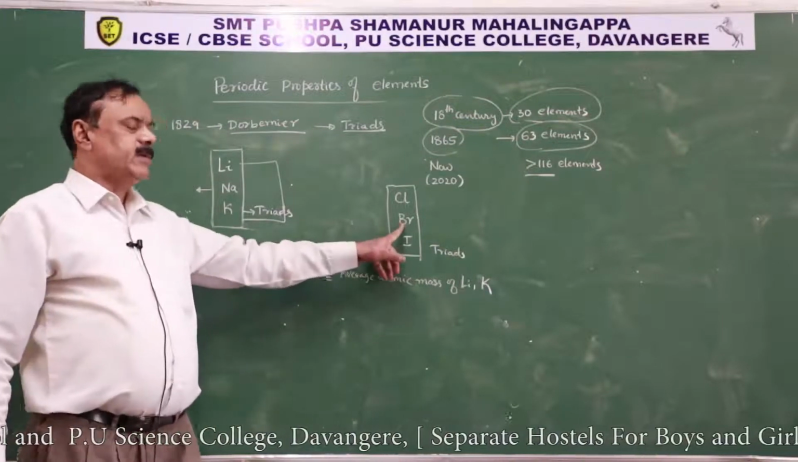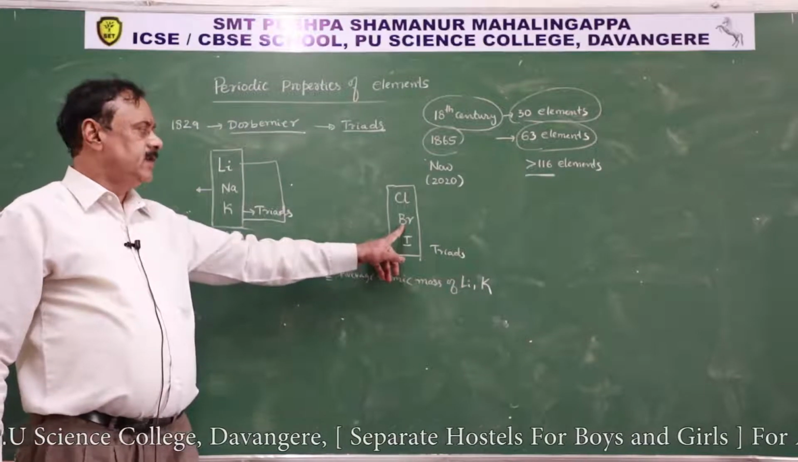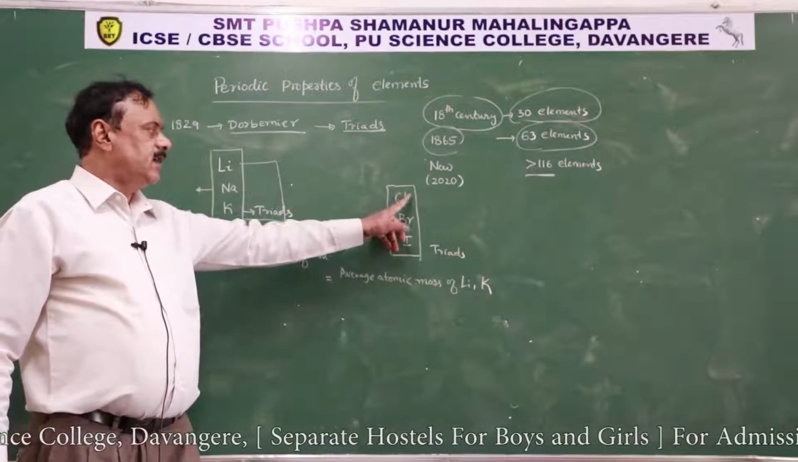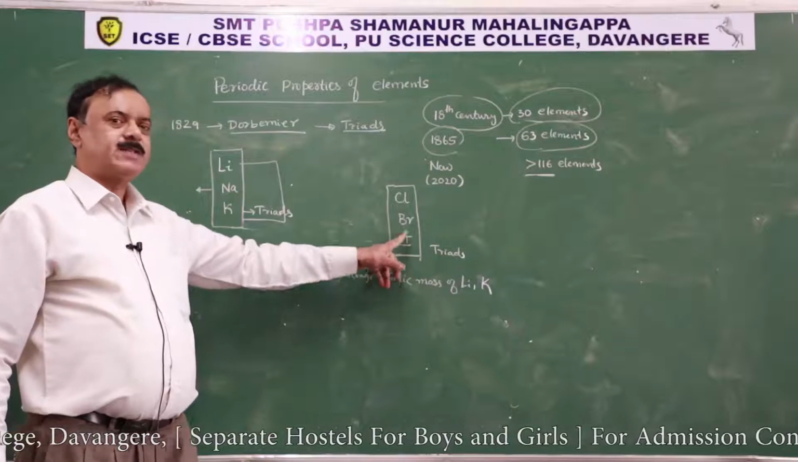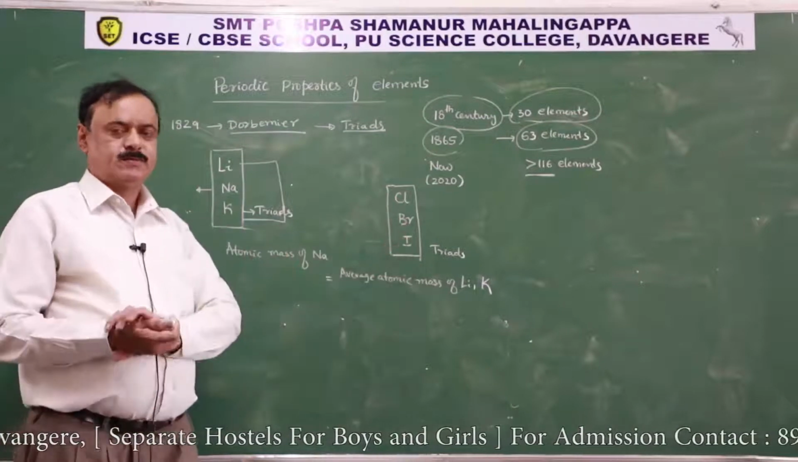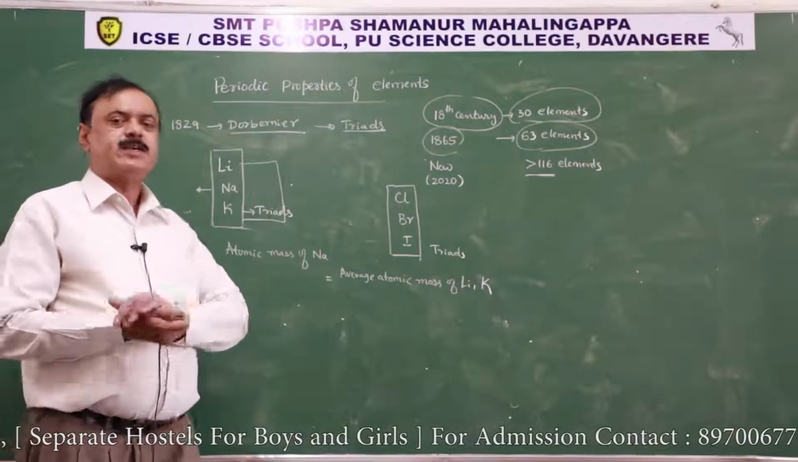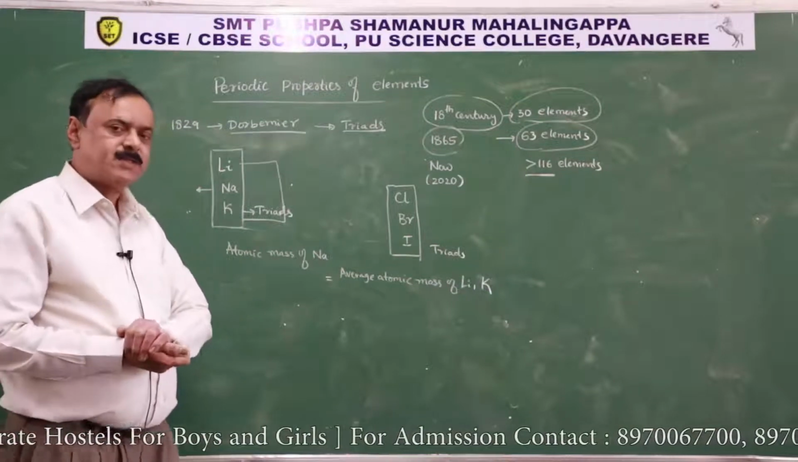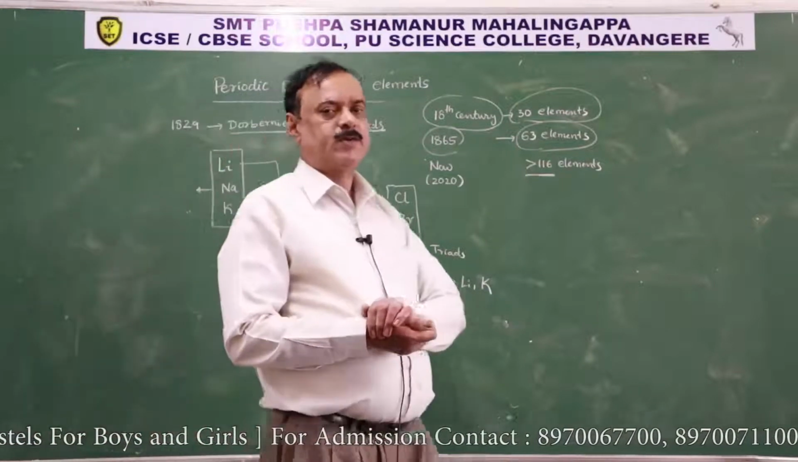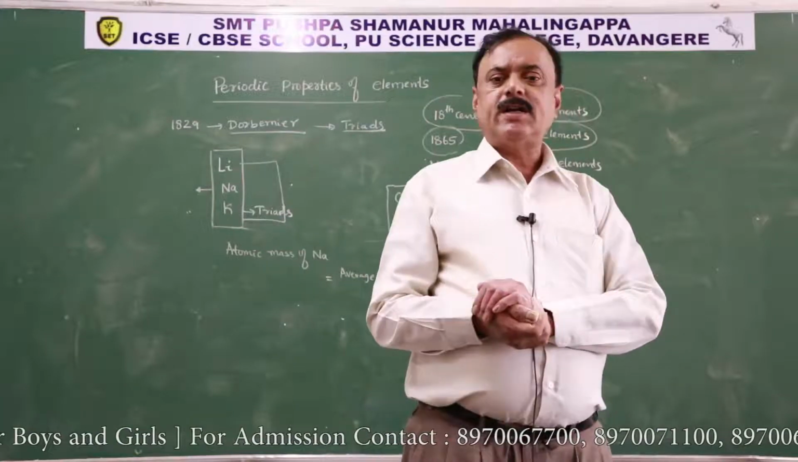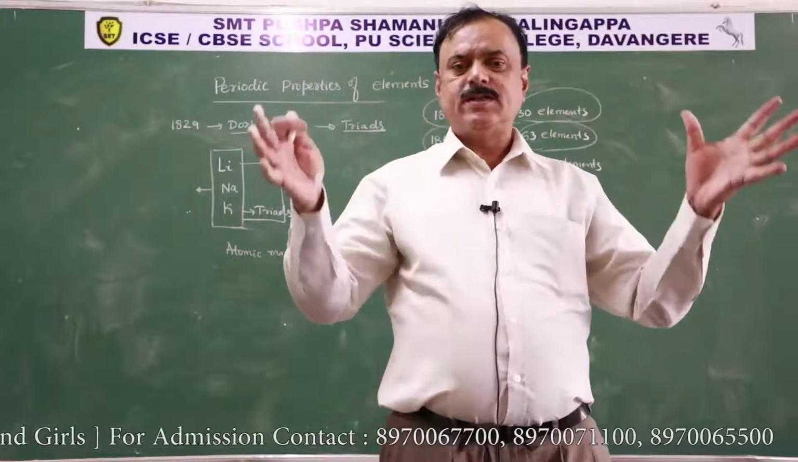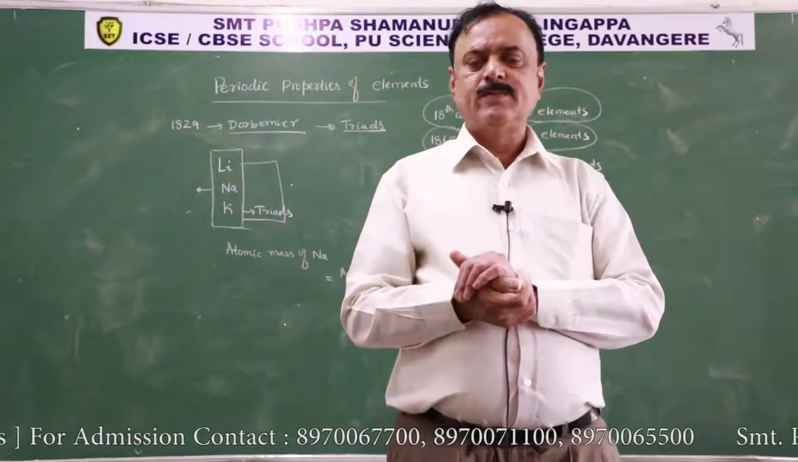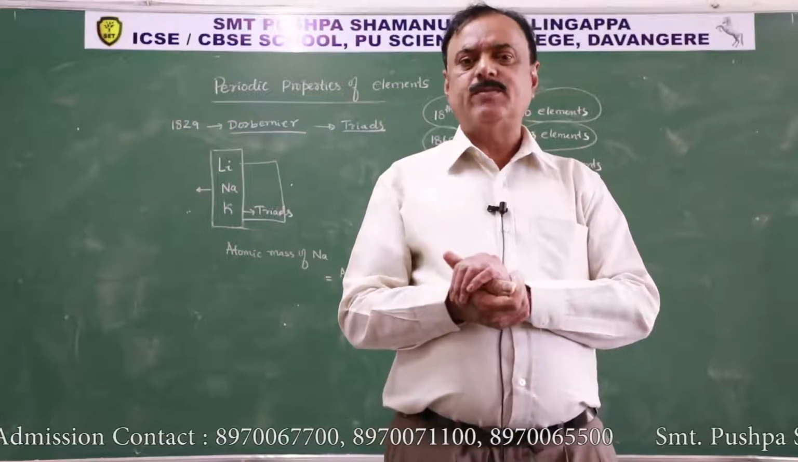When you determine the atomic mass of bromine, it is equal to the atomic mass of chlorine plus the atomic mass of iodine divided by 2. That is how we get the atomic mass. What about the significance of the triad rule? By using the triad rule, they organized the elements on the basis of the triad formula.